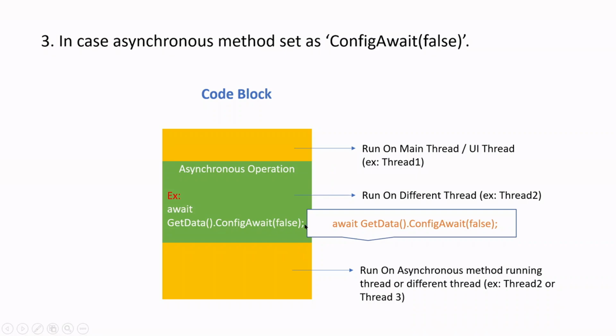So for example, our asynchronous method is running on thread 2. Once this asynchronous method execution is completed, the remaining code will be running on thread 2 or thread 3. So thread 2 is the asynchronous operation thread, and thread 3 is a completely different thread. This is the main difference.